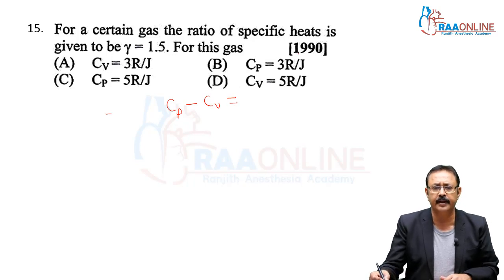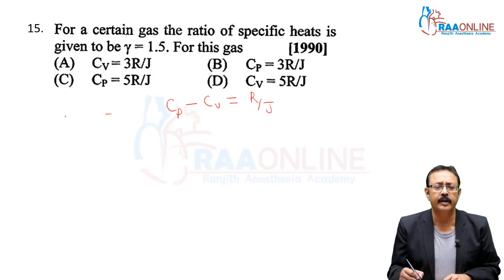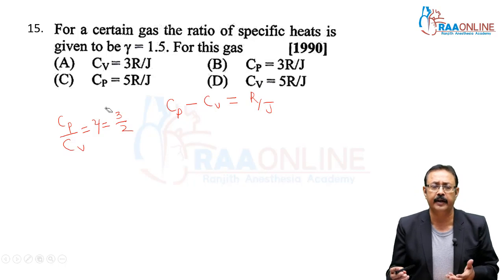In all options they are dividing by J, which means they are talking about calories. So Cp minus Cv is R upon J. What is gamma? For all gases, it is the ratio of Cp upon Cv. Maybe it is a mixture of gases. So Cp upon Cv is equal to gamma, which they are saying is 3 by 2. So, two unknowns, two equations. We are able to calculate both Cp and Cv.